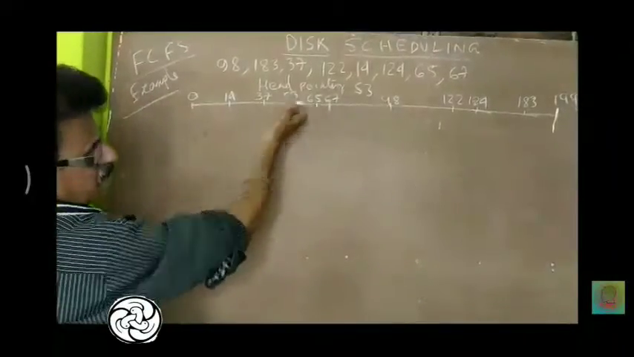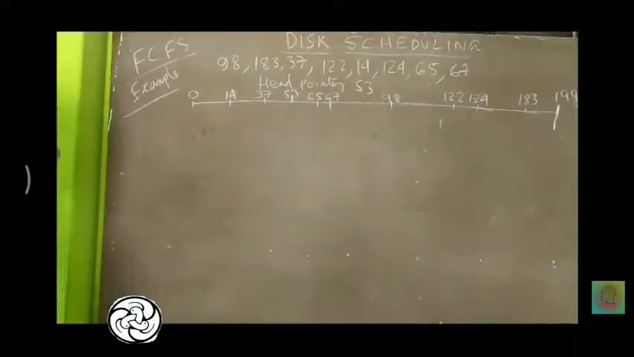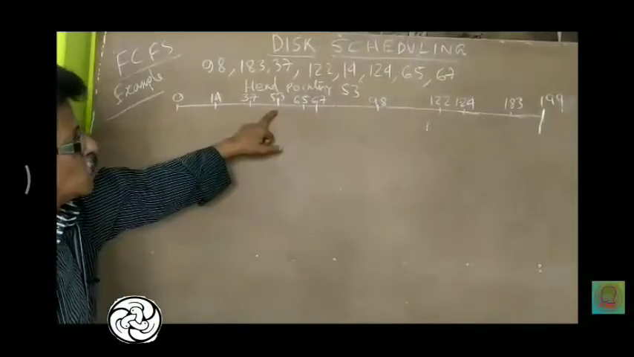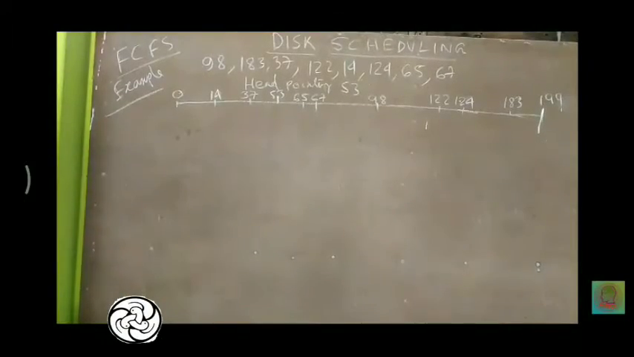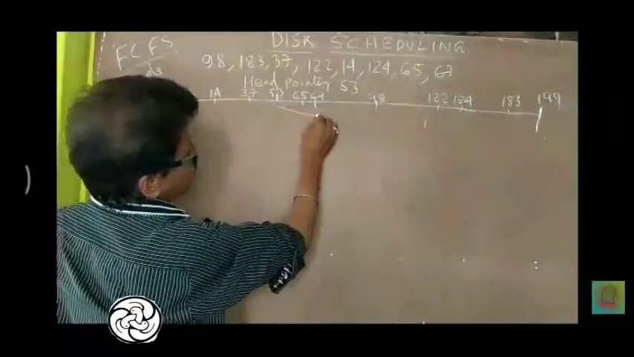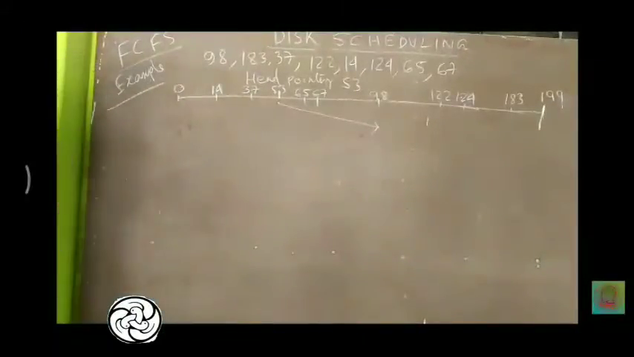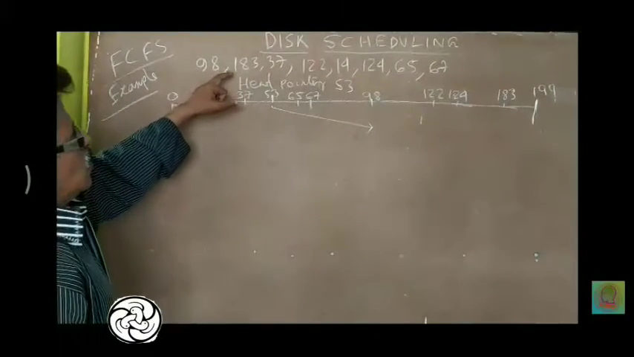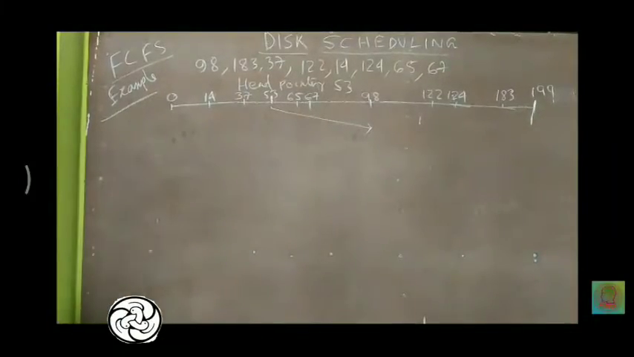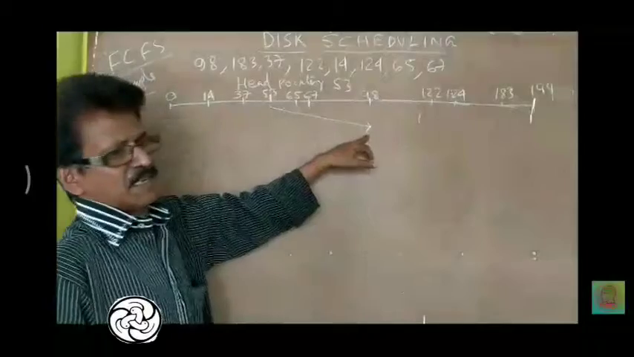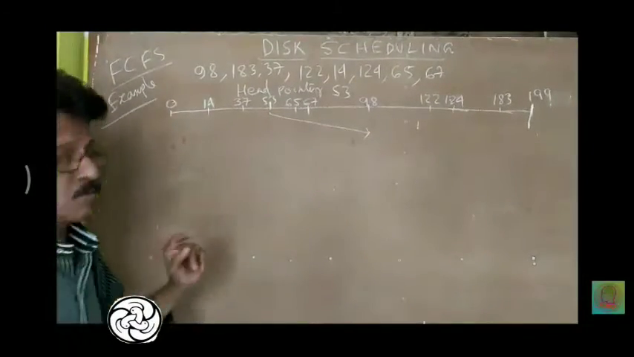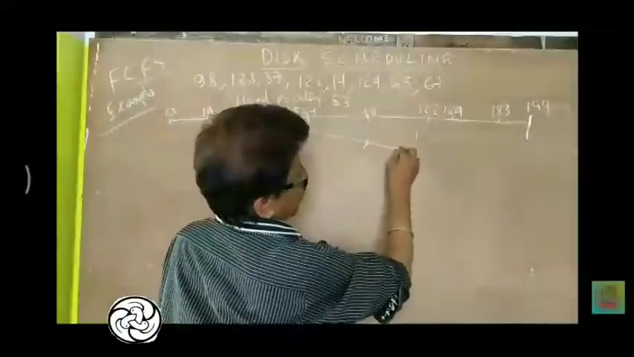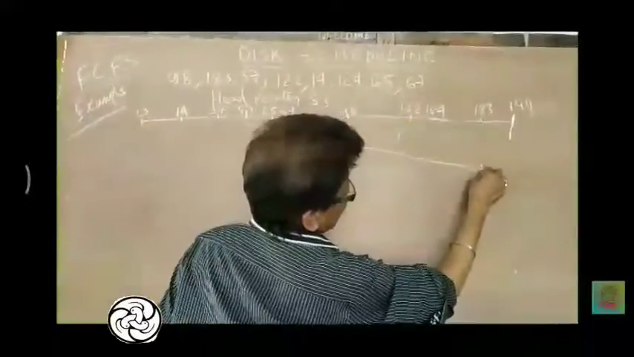53 is near 65, so we consider 53 is here. Now the disk starts from this pointer, and the first request is 98, so the head has to move to 98. Then the head has to go to 183. Now the disk head is at track number 98, but it has to travel up to 183. Where is 183? So we draw another line up to 183.